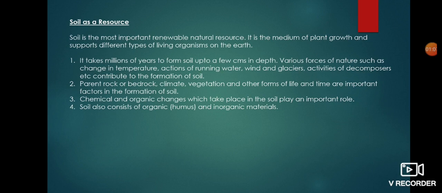Besides that, the chemical and organic changes which take place in the soil also play a role in the formation of soil. Soil consists of organic matter, humus, and inorganic materials.